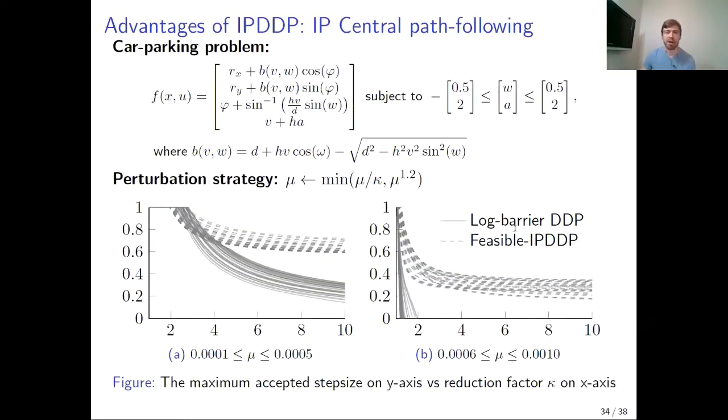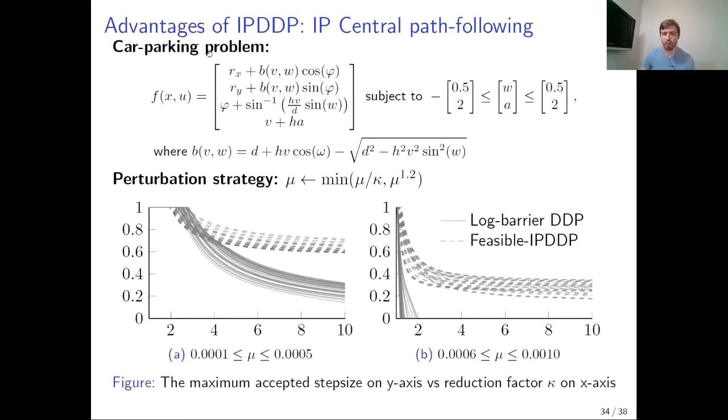Yeah, so let's consider another advantage of IPDDP, which is interior point central path following abilities. So central path, as I told you before, is a set of points defined as solutions for the perturbed problem for different perturbations. And it is very important in practice to decrease perturbation only after the perturbed problem is solved to a sufficient degree of accuracy.